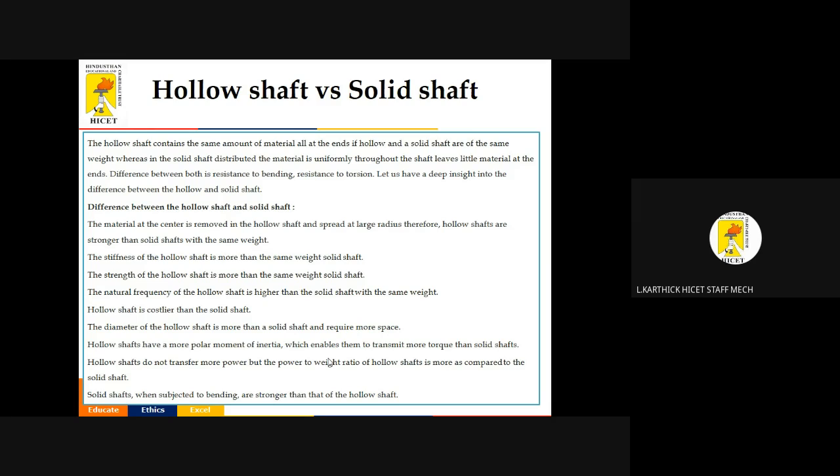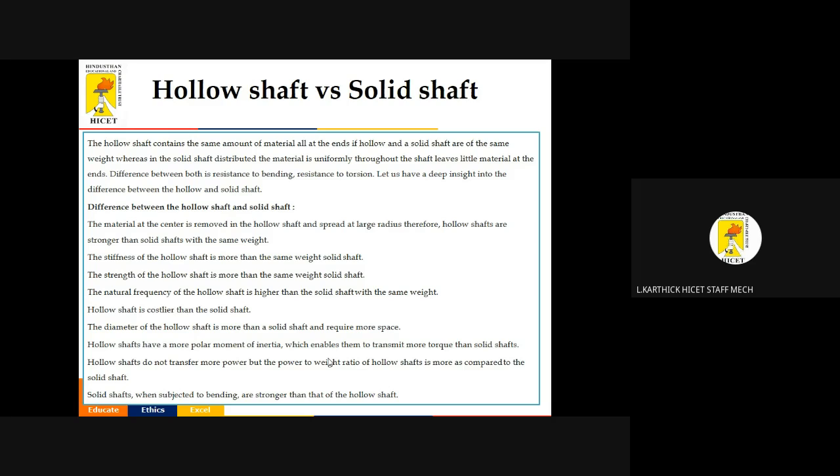So you might have some knowledge regarding hollow shaft and solid shaft. What are the major reasons why hollow shafts are used, and where are we going to apply solid shafts in many of the applications?